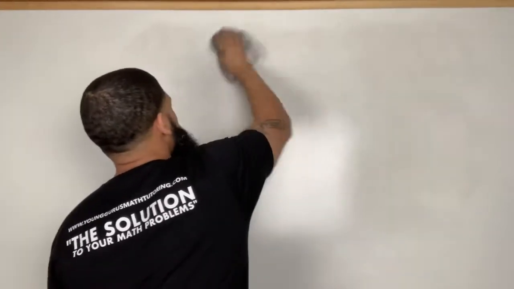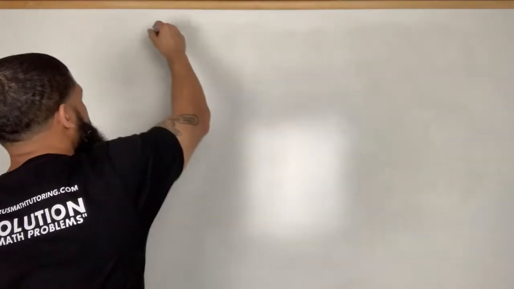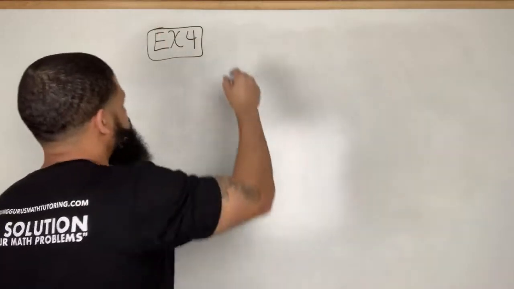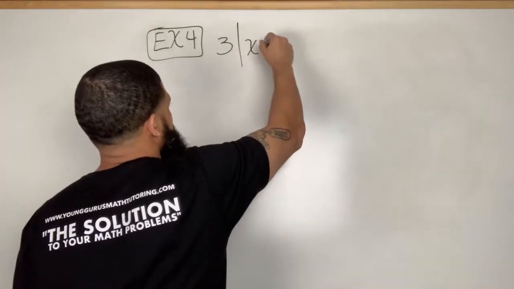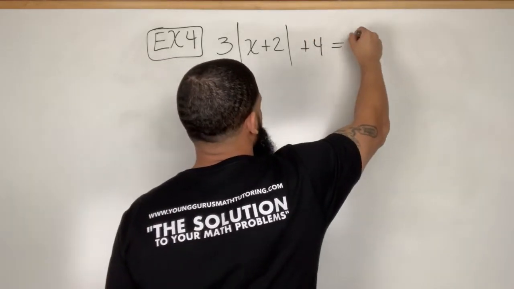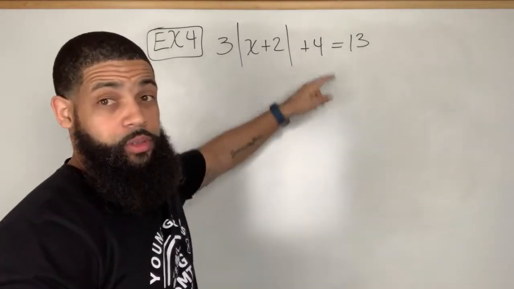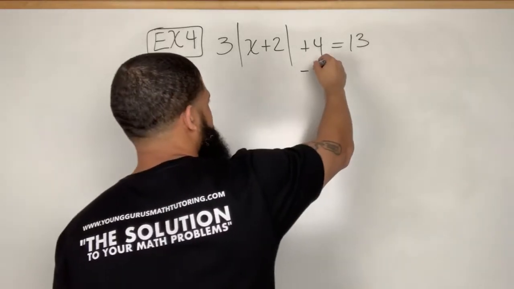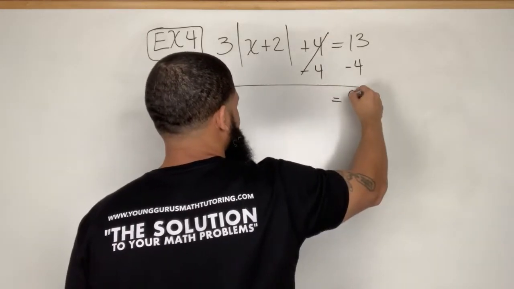We're going to do one more example. Example 4 is going to be, let's see, 3 or tree times the absolute value of x plus 2, plus 4 equals 13. Okay? What we need to do is get rid of this 4 first, because inverse operation goes backwards whenever we're solving equations. So I'm going to subtract 4 here, subtract 4 there. Those cancel. 13 minus 4 is 9.